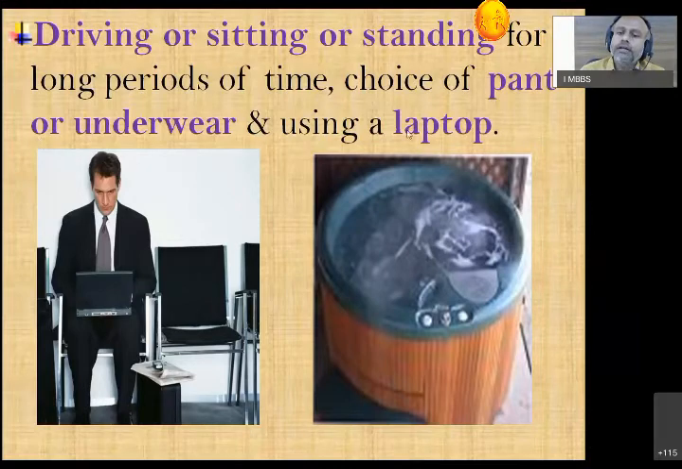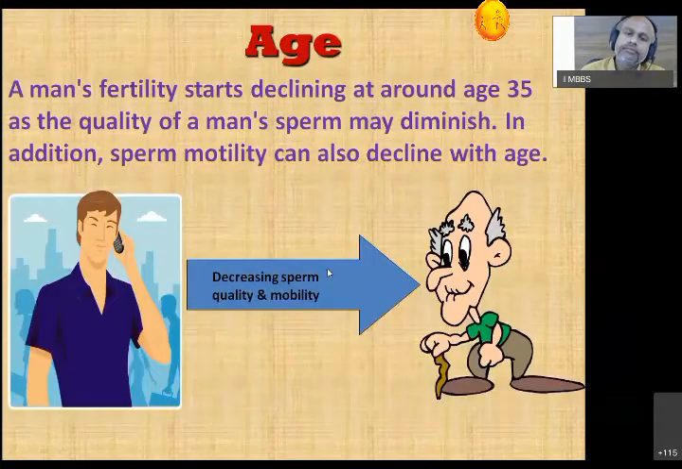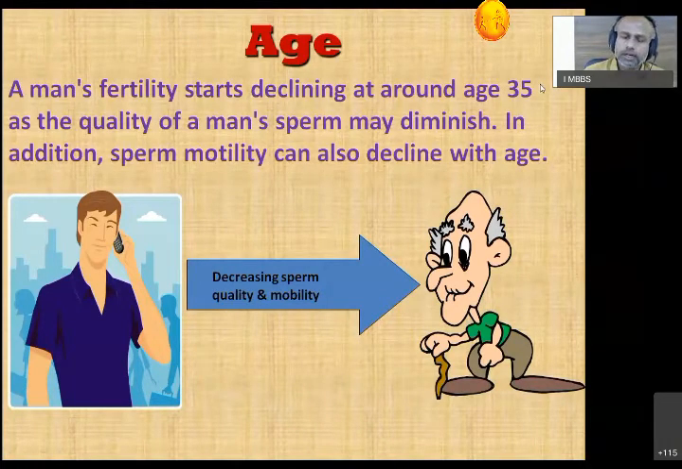Choice of the underwear: loose or tight fitting. Tight fitting will cause hampering of spermatogenesis. Age: after the age of near about 40 years, the quality of the sperms and the semen is affected by the decreasing level of testosterone hormone.